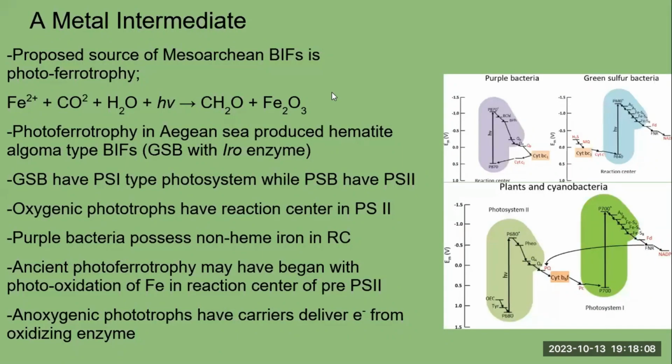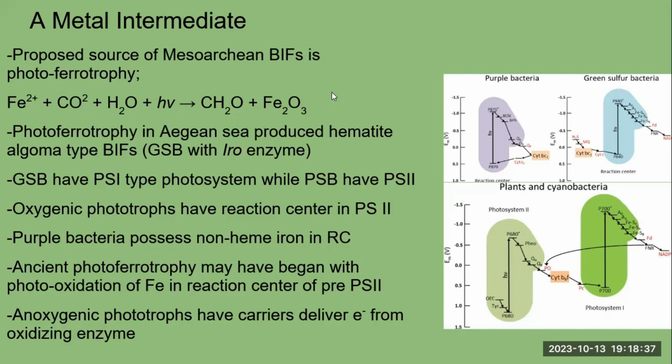Most banded iron formations are produced when dissolved iron reacts with oxygen in the water and drops out of solution as rust. This process usually produces large banded iron formations, much larger than those seen in the Mesoarchean. So, where did the banded iron formations from this era come from? One hypothesized source is photoferrotrophy, or photosynthesis, which uses iron 2 as the electron donor, producing rust.